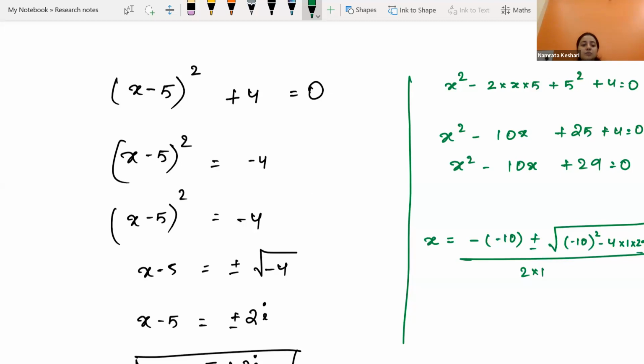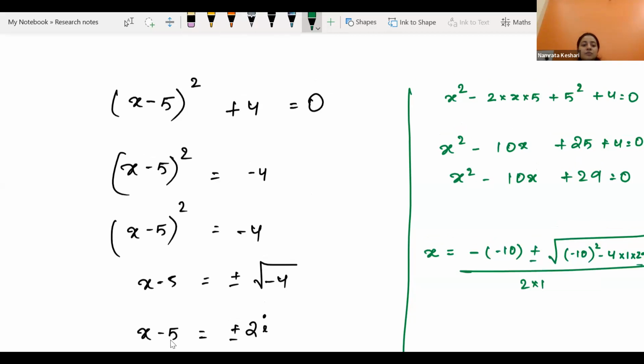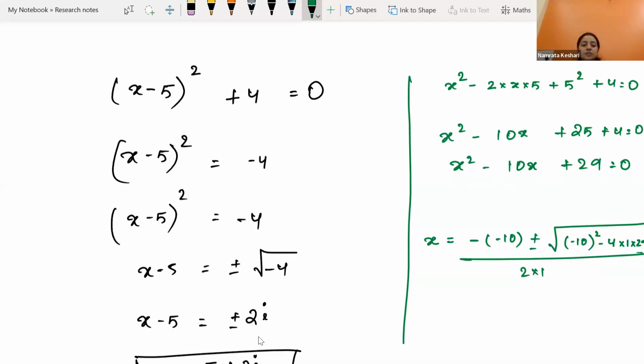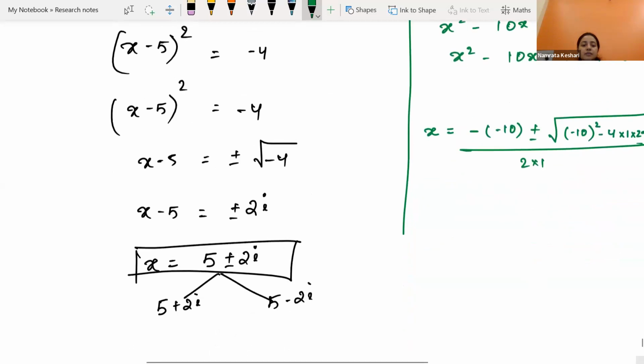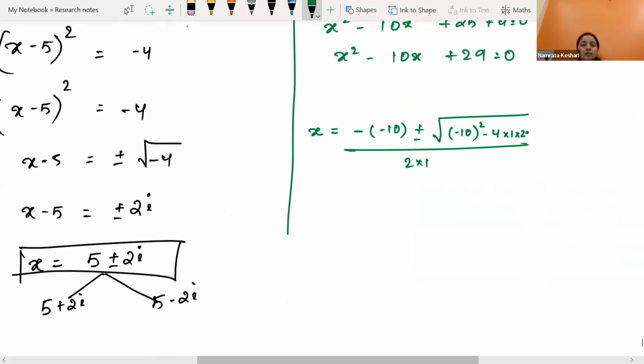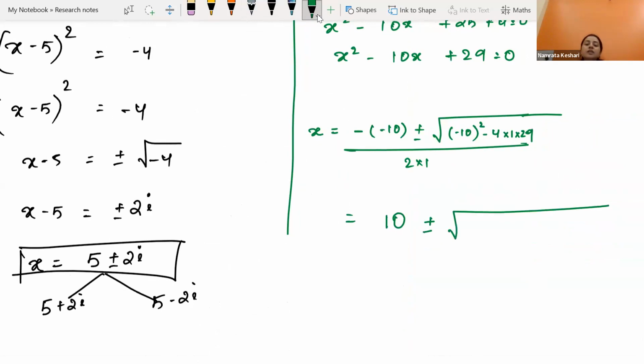Let's continue. 29 was there. We will be getting 10 plus minus under root. Please solve it, Ali and Alina, and let me know what you are getting from here. 10 square minus 4 into 1 into 29.